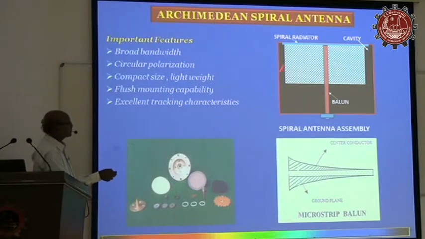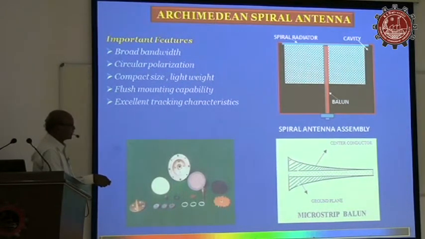This is the basic construction of the spiral antenna. This is the balun. This is microstrip, because it has to work from unbalanced to balanced. Here it is becoming balanced because the two-wire transmission line is formed. This is the microstrip. Both this ground plane as well as the strip are tapered to get the required impedance transformation as well as the balun characteristics. These are the various probes.